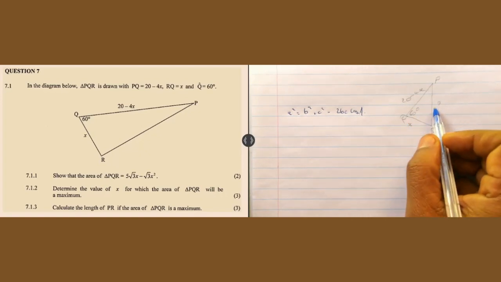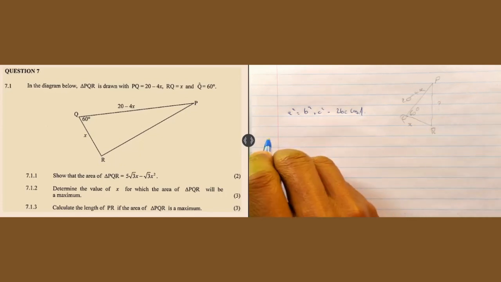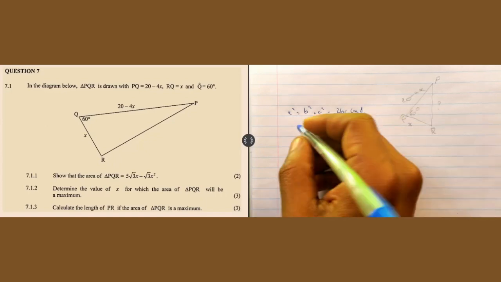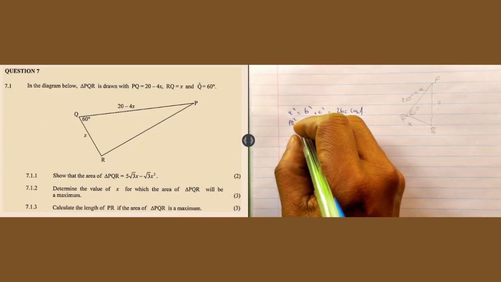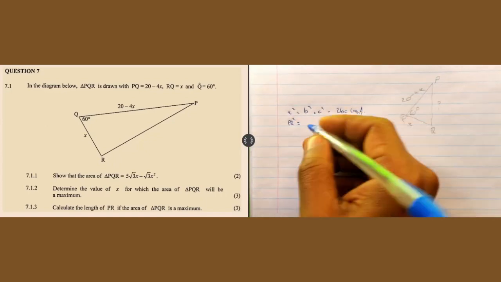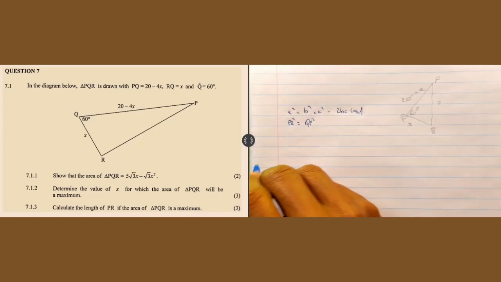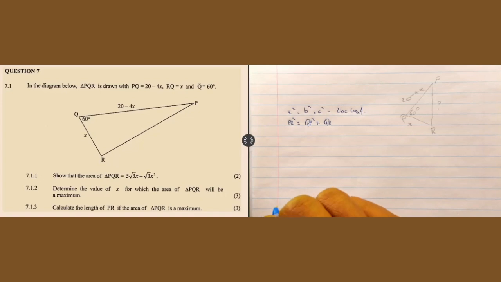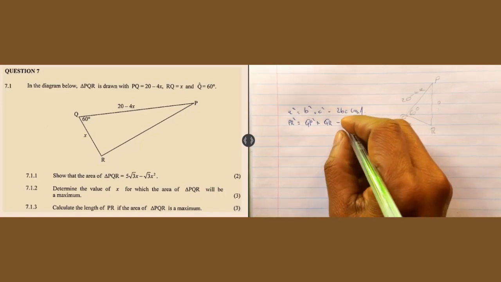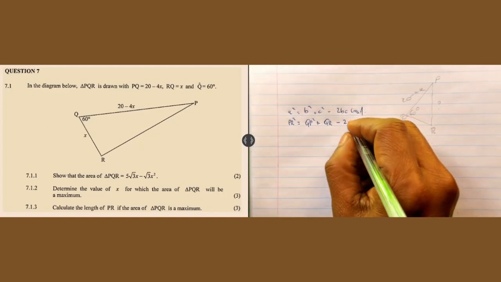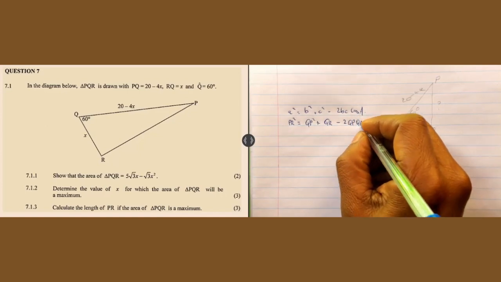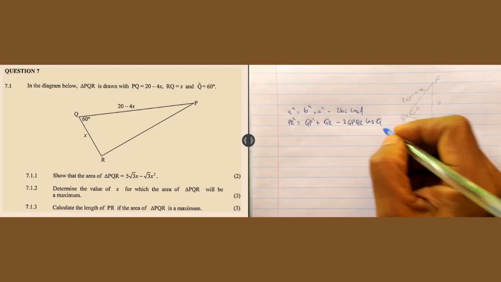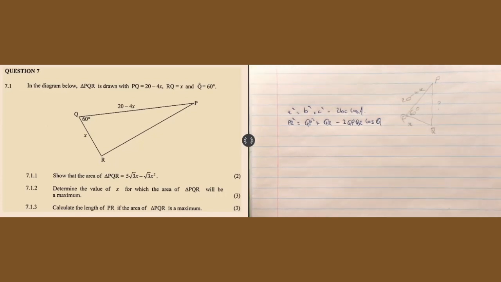So I am looking for a squared. My a squared is going to be small q, isn't it? Or I can say PR. So PR squared is equal to QP squared plus QR squared minus 2 times these 2. Then my A is going to be cos Q.